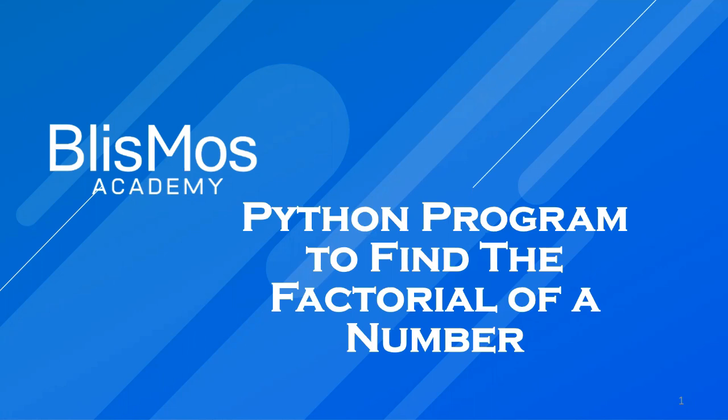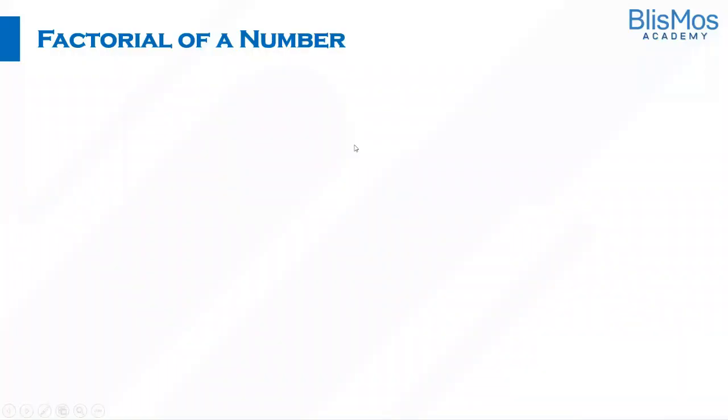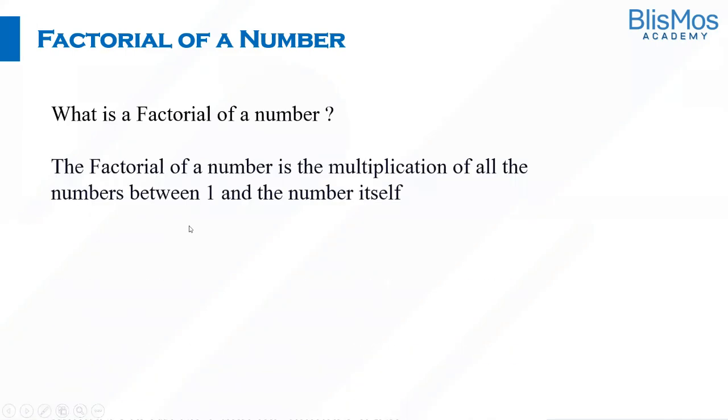As a part of this video, we'll understand how to write a Python program to find the factorial of a number. Let's get started. But what is a factorial of a number? Pretty easy, right? You would have already studied this as a part of your high school, right? So what is a factorial of a number? Factorial of a number is the multiplication of all the numbers between 1 and the number itself.